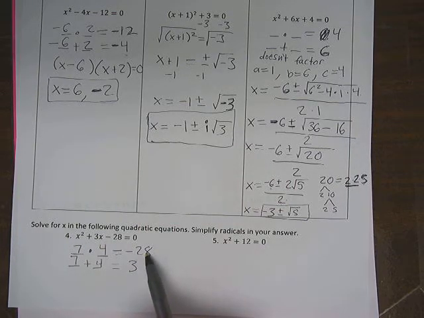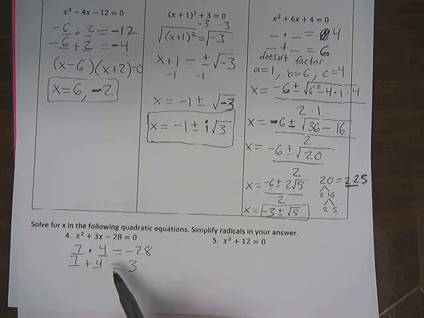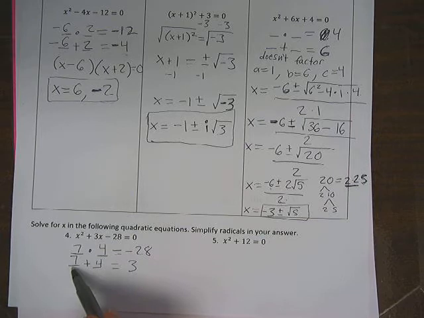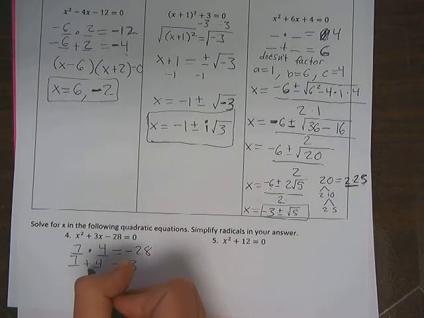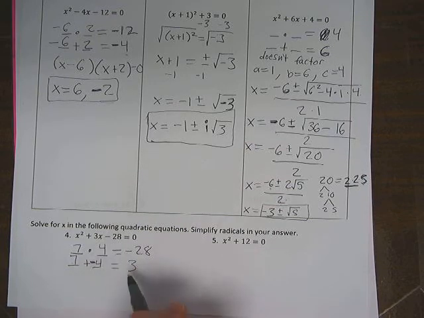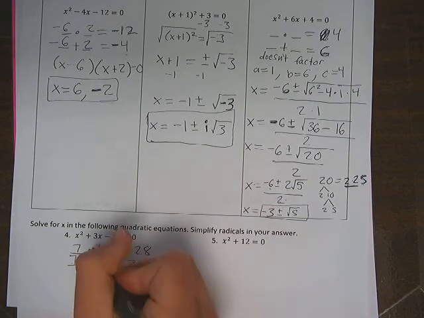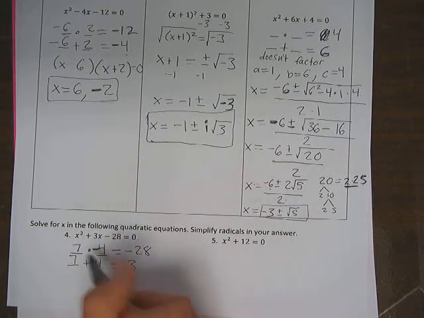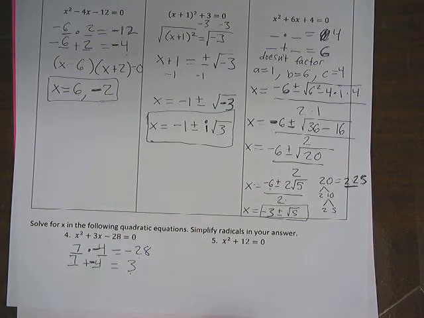7 times 4 gives me positive 28, not negative 28. So one of these numbers needs to be negative. And then 7 plus 4 doesn't give me 3. But if I had a negative on one of them, it might work, right? So if I had 7 plus 4, how could I get that to be 3? Which one should I make negative? I'm going to put the negative on the 4, right? 7 plus negative 4 is positive 3, okay? And then I have to check that on the other one too, right? 7 times negative 4 is negative 28. So that will give us the right answer, okay?